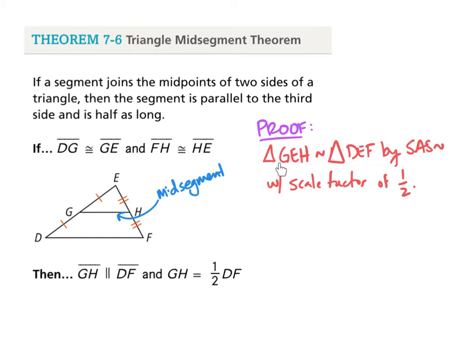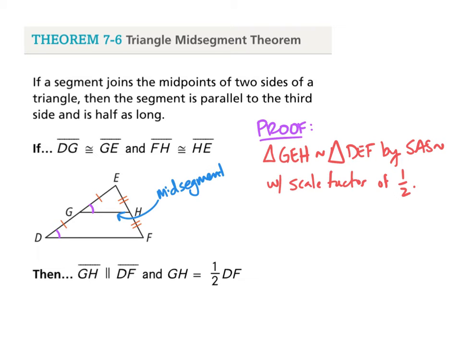Well, when the triangles are similar, then their corresponding angles will be congruent. So that means that this angle here and this angle here are going to be congruent because they are corresponding angles within the two similar triangles. They're also now corresponding angles for these two lines and this transversal. And so when those corresponding angles are congruent for two lines crossed by a transversal, then that tells us that those two lines are parallel.